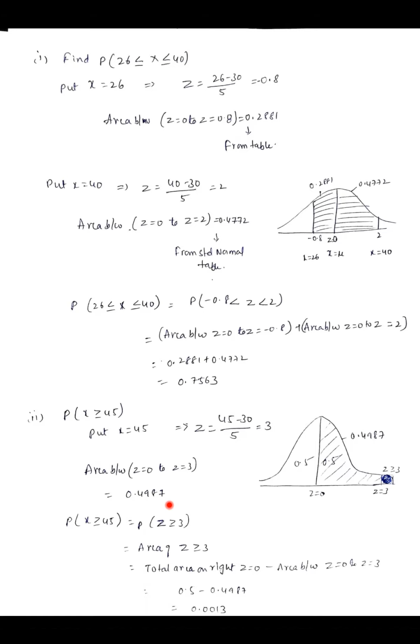These two halves are equally distributed, I already told you 0.5 and 0.5. The total area on the right of z equals 0 is 0.5. From that you have to subtract this value, and you will get the probability 0.0013. Okay, that's about the normal distribution.